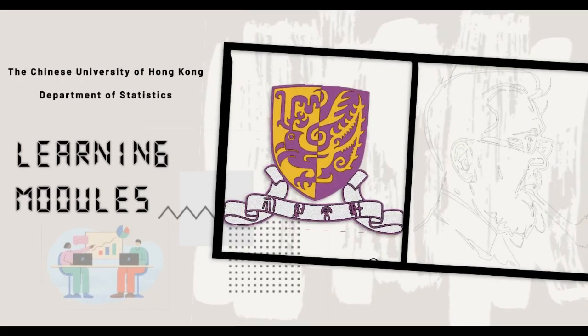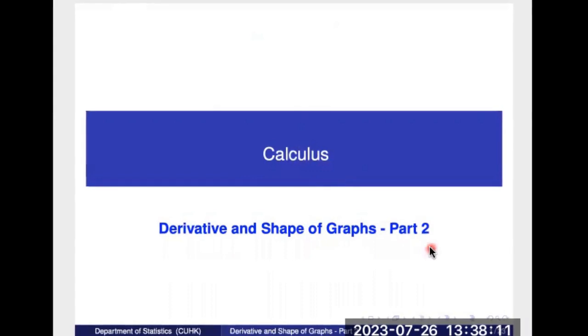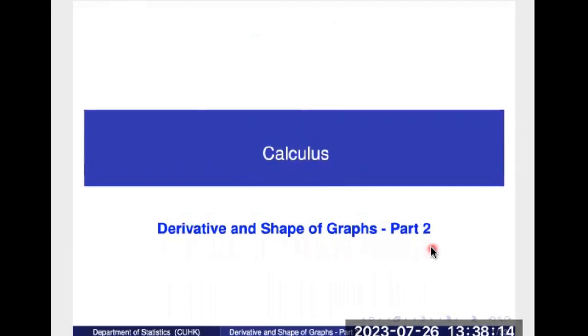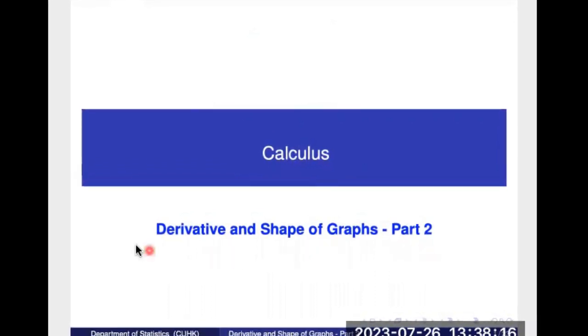Welcome to this engaging presentation on the fascinating topic of derivative and shape of graphs, Part 2. Throughout this presentation, we will delve deeper into how the higher-order derivatives, concavity, and inflection points help us understand the shape and behavior of different types of functions and graphs. These concepts build on what we learned in Part 1 and will provide powerful new tools for graph analysis.